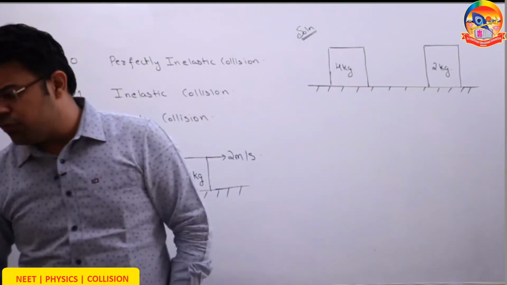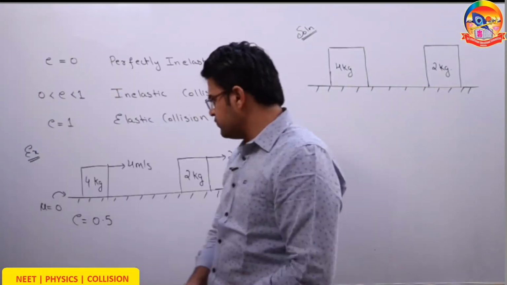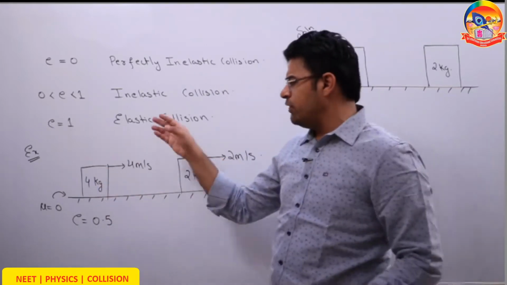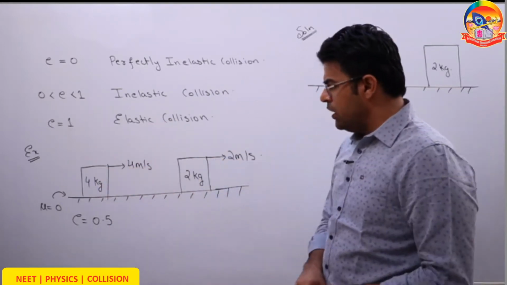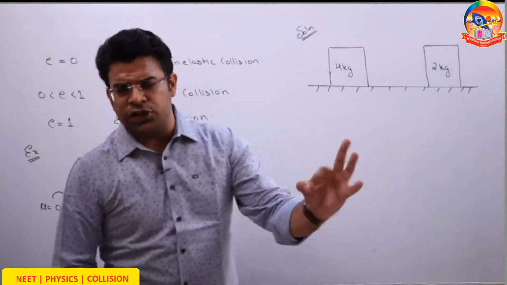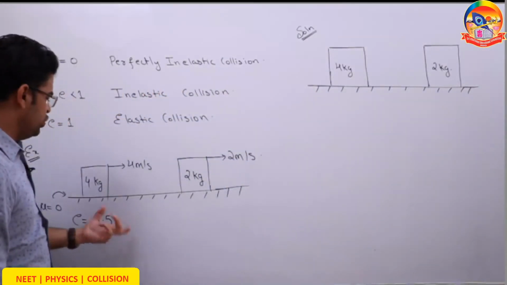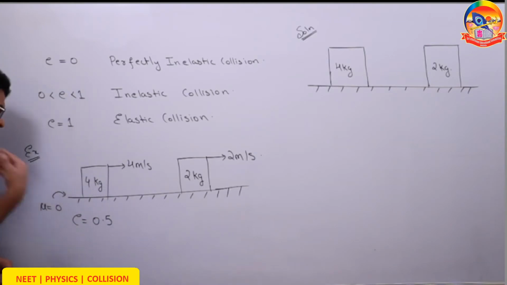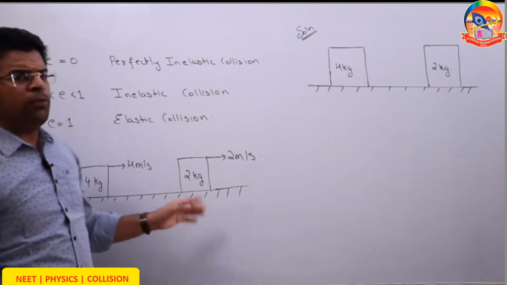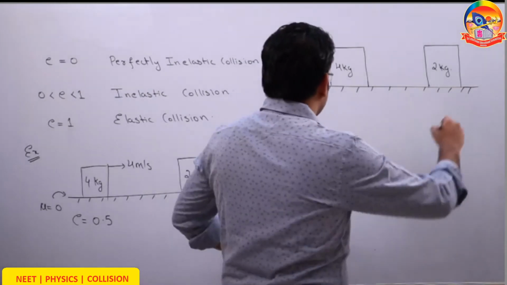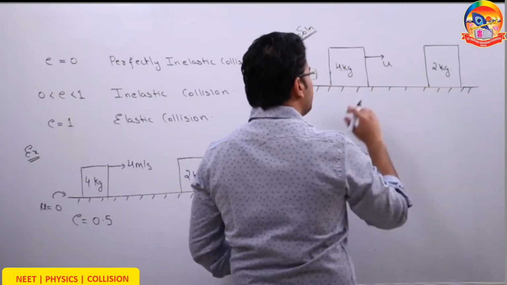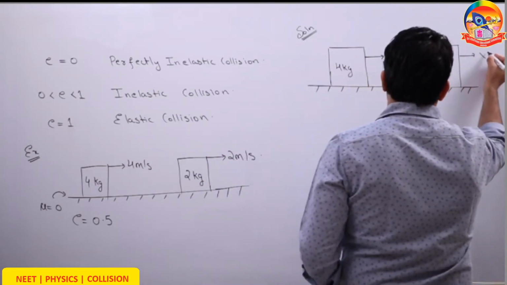So now what we are going to do is a question. Let's say there are two blocks of mass 4 kg and 2 kg moving with velocities of 4 meter per second and 2 meter per second. And let's say the coefficient of restitution for this particular collision is 0.5. You need to find the velocity of both the blocks after the collision. So let's say the 4 kg block moves with a velocity u after collision and the 2 kg block moves with a velocity v after the collision.